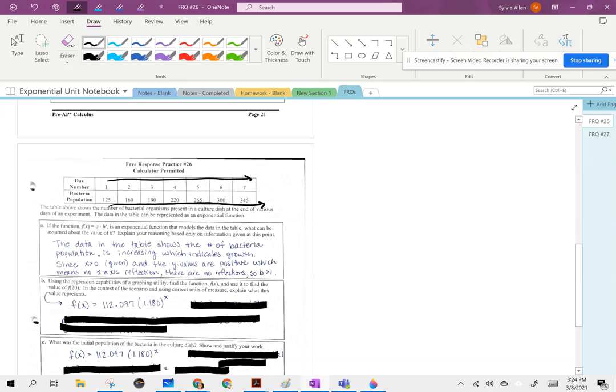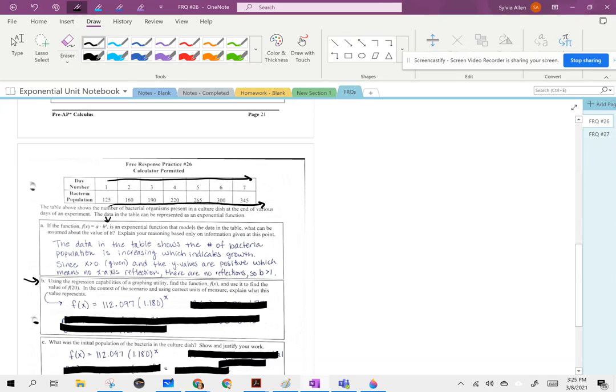Since x is greater than 0, which is given, there's no reflection there. And the y values are positive, which means no x-axis reflection. There are no reflections, so b needs to be greater than 1.